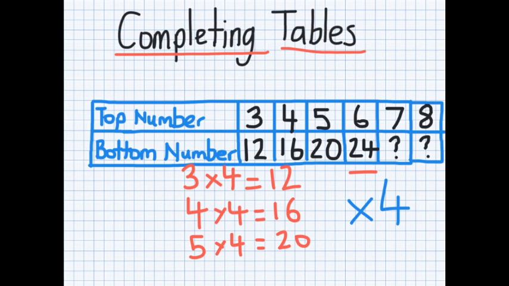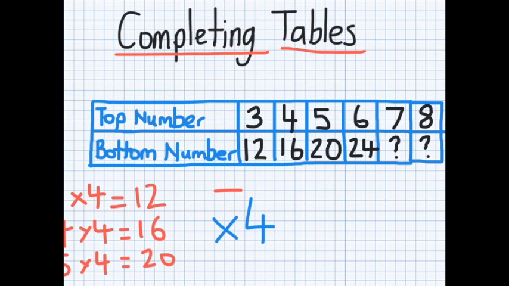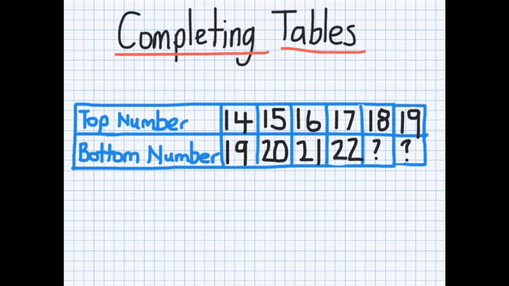So if we have a look at our missing values here, we can see 7 times 4 is going to be equal to 28. 8 times 4 is going to be equal to 32. See if you can identify the rule that is occurring here to create the bottom number from the top number. So 14 goes to 19, 15 becomes 20, 16 becomes 21, 17 becomes 22.